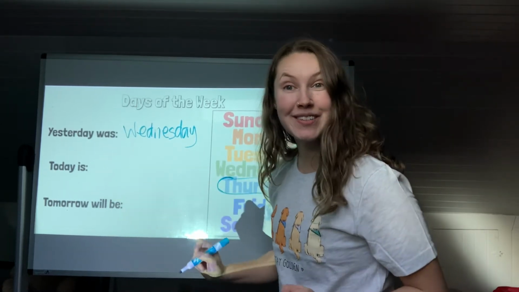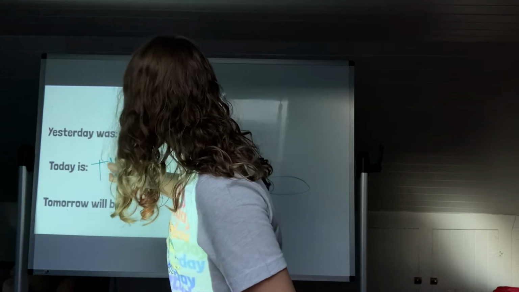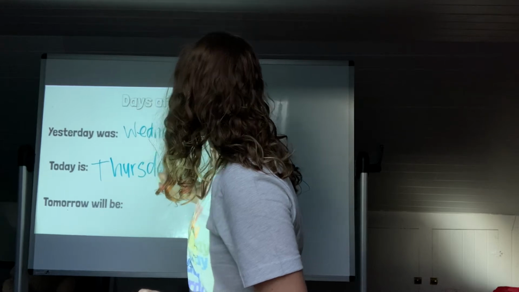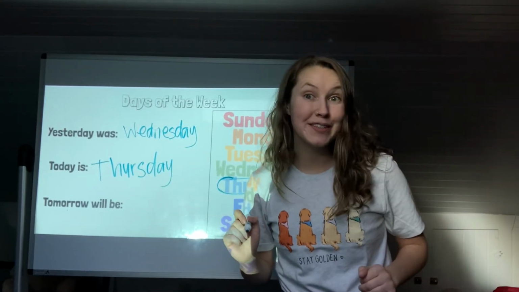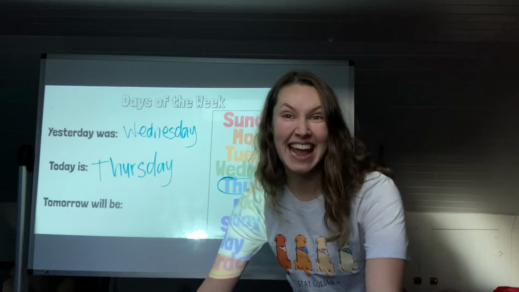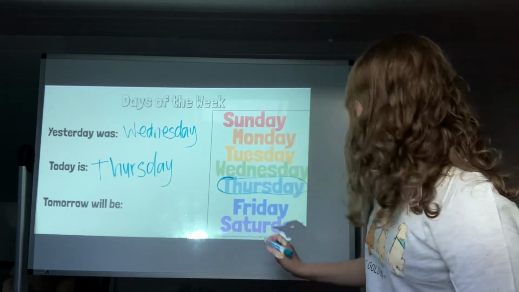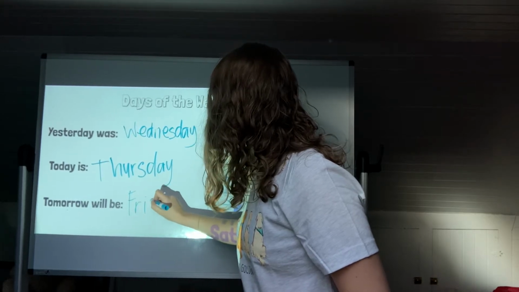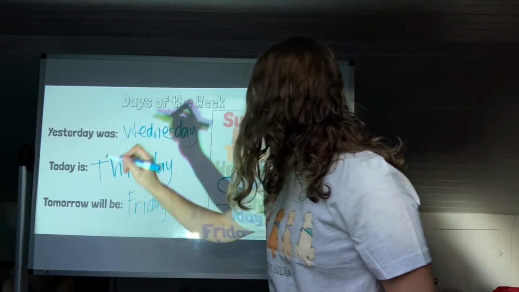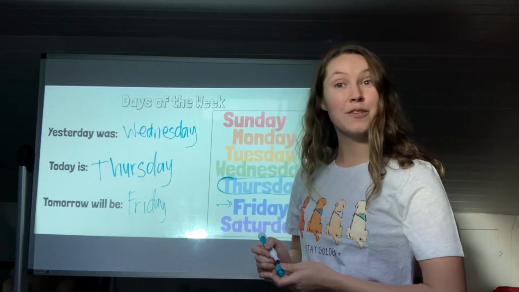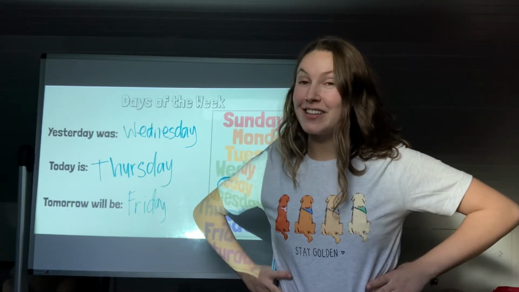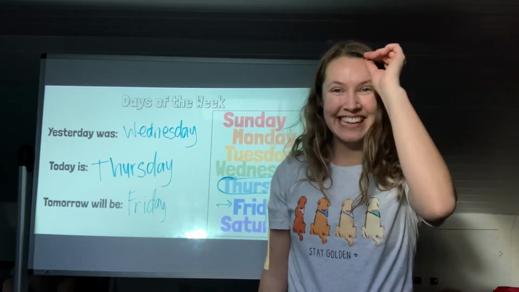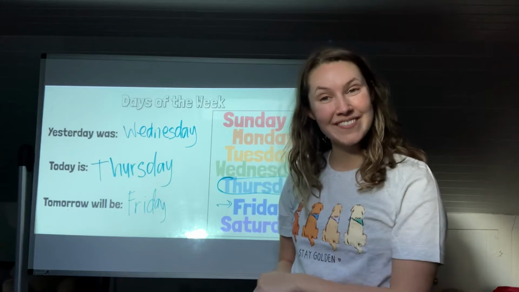I'm going to write it under today is Thursday. Now, if today is Thursday, that means that tomorrow will be Friday. Right, the last day of our school week is Friday. Friday begins with letter F. Very good. So now we know yesterday was Wednesday, today is Thursday, tomorrow will be Friday. All right, I think we're ready to move on.